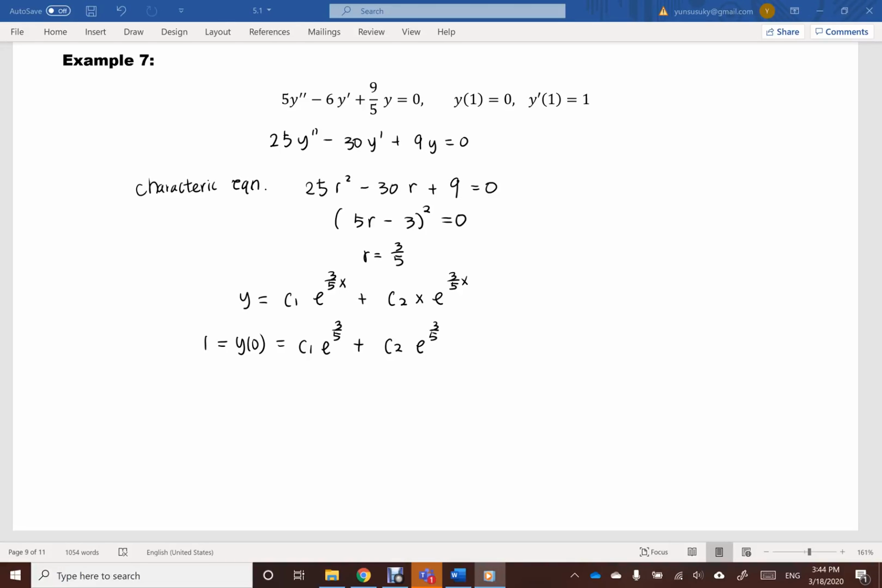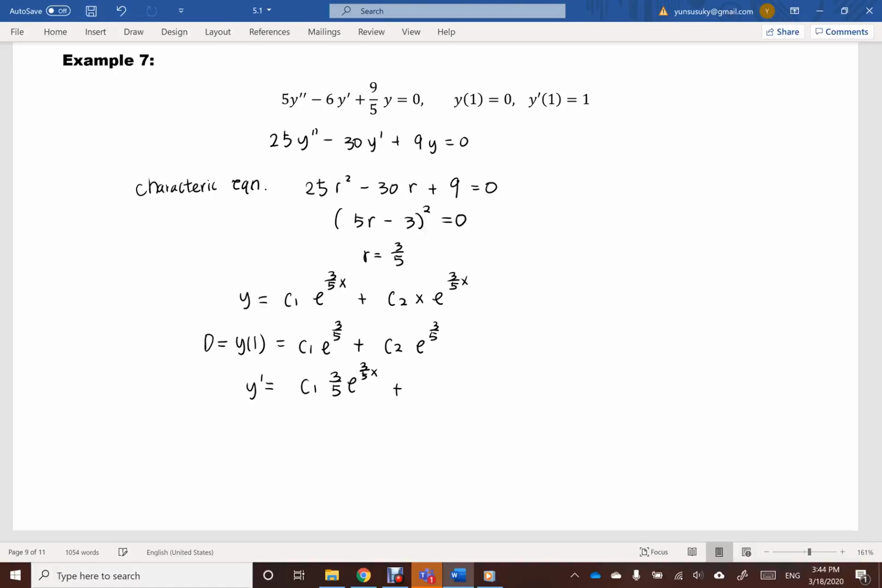Alright, continue. Okay, so that is y of 1 is 1. So how about y of 1 is 0. So what's y prime of 1? First we need to figure out what's y prime. So the derivative of e to the 3 over 5 x is 3 over 5 times e to the 3 over 5 x.